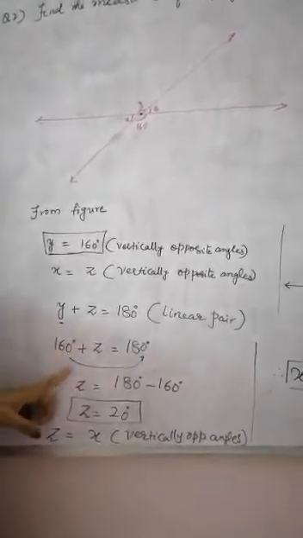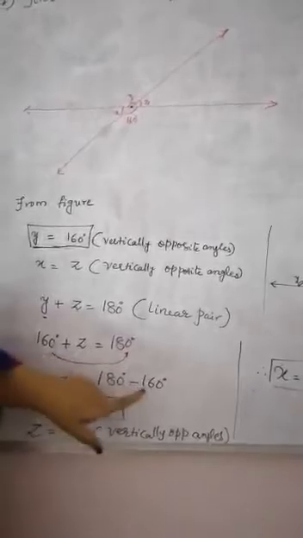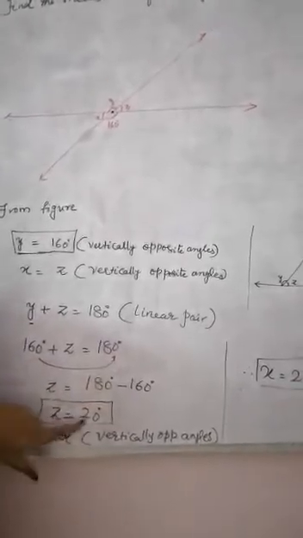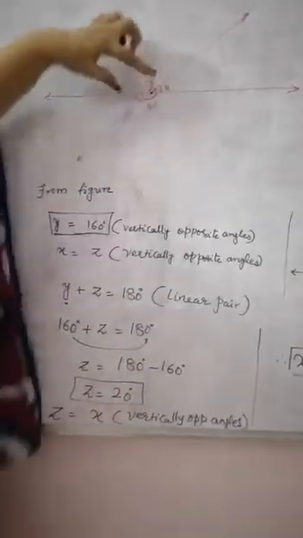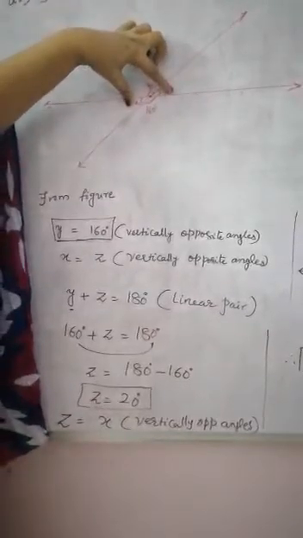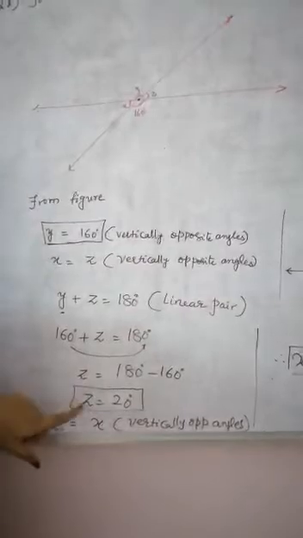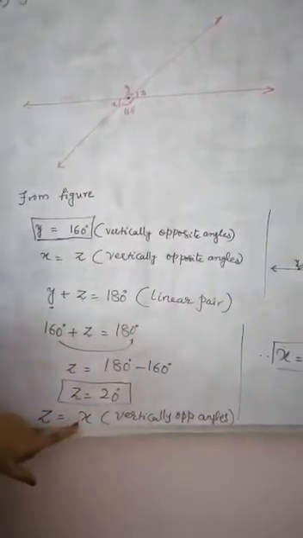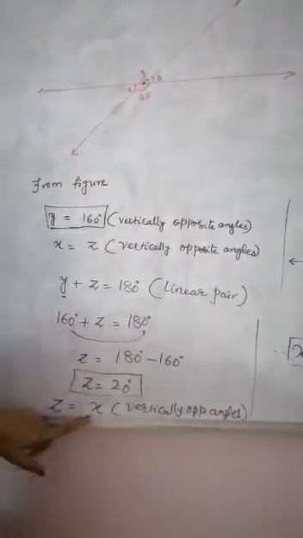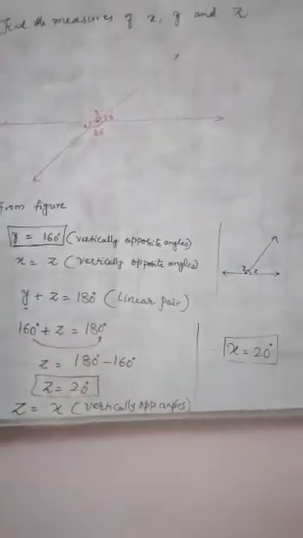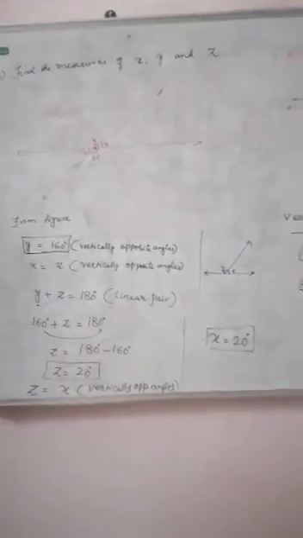So I am sending LHS to RHS. So plus 160 becomes minus 160. So Z we got as 20 degrees. And one more thing, we remember that Z is equal to X, as already I explained, because they are vertically opposite angles. So when Z is 20 degrees, automatically X also becomes 20 degrees because vertically opposite angles are equal.